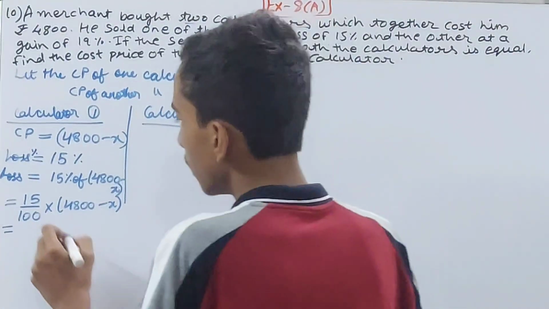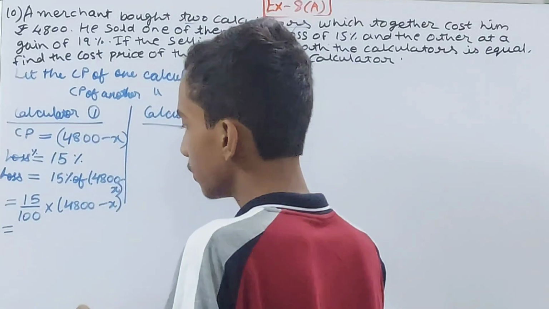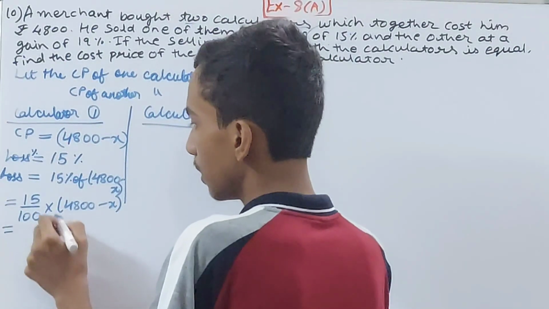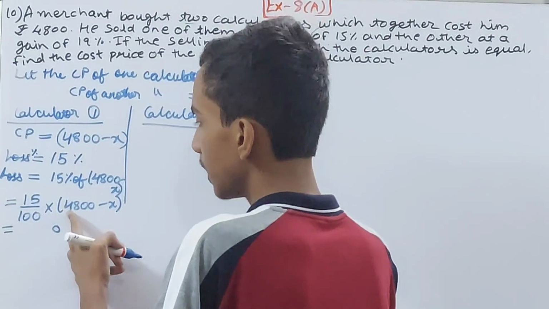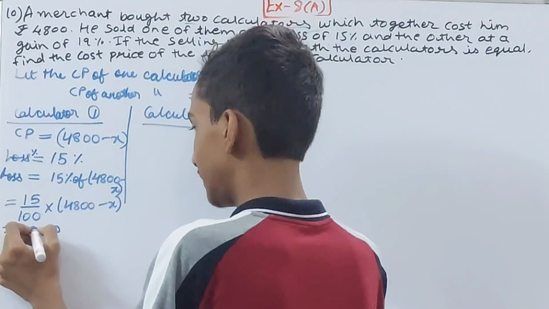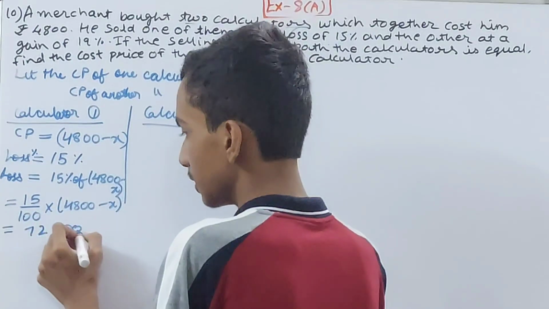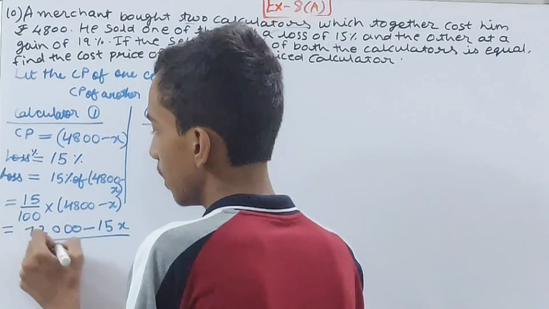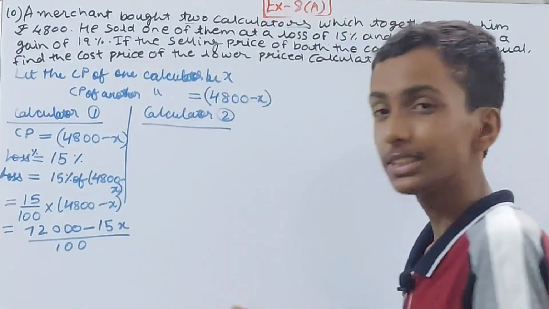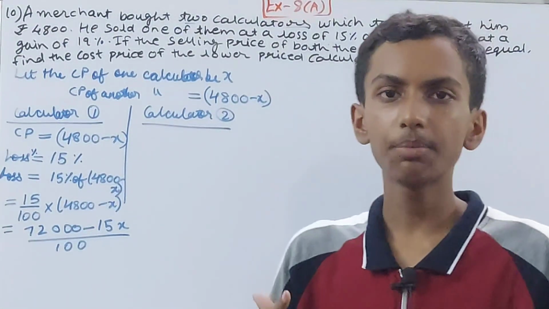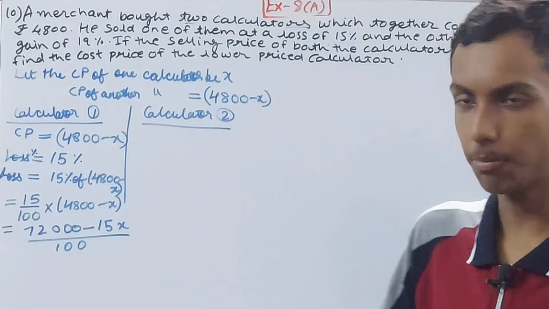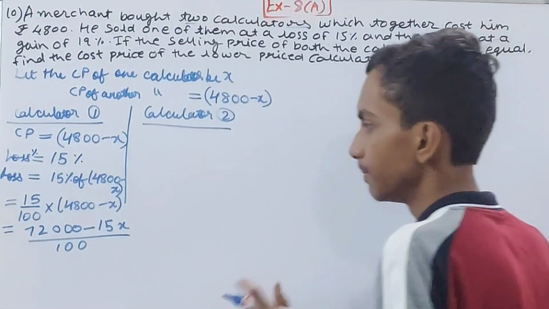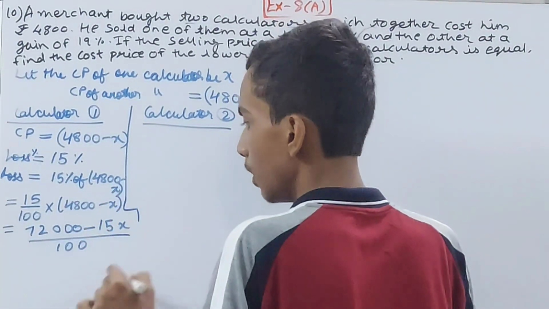Look here, 15 into 4,800: 15 8s are 120, 15 4s are 60 and 12 is 720. Put two more zeros here, so 72,000, and minus 15 into X, 15X, whole upon 100. This is the loss of my calculator 1. This is the loss, right? Okay, let's do it further on.